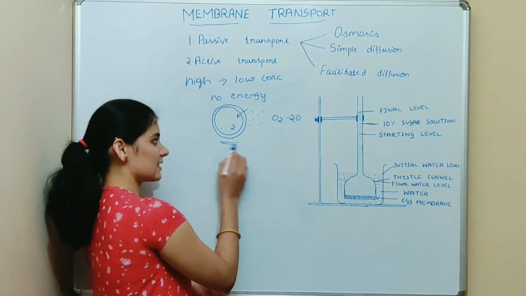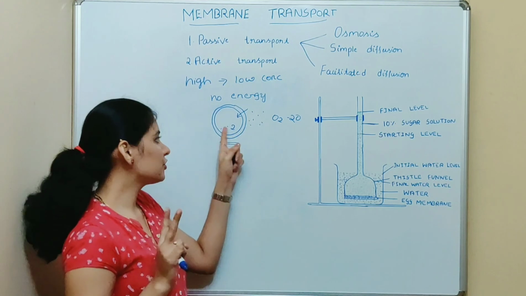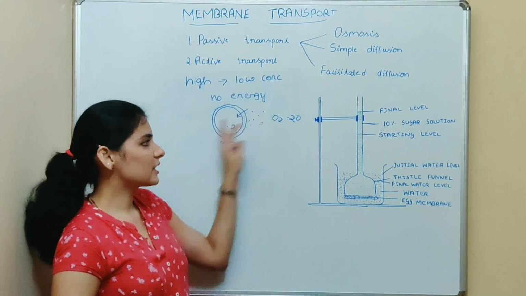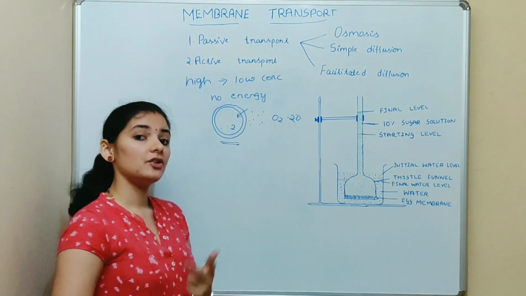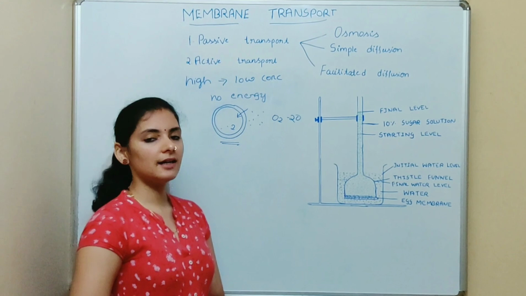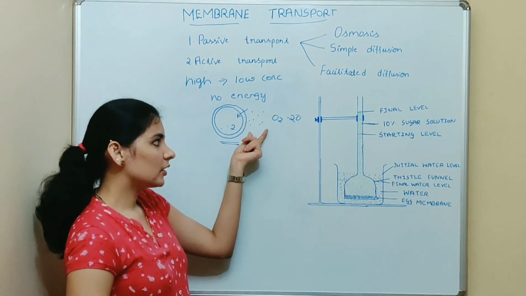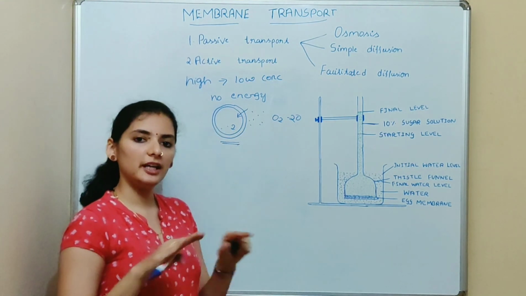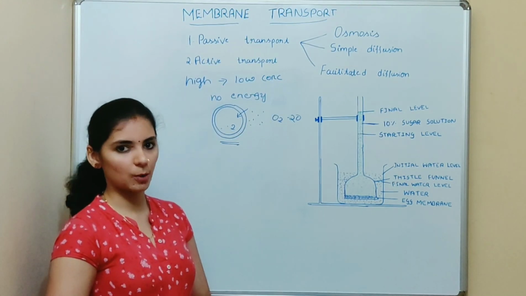If you consider this example, there are 20 molecules of oxygen present outside and 2 molecules of oxygen inside, isn't it? And you know that the movement takes place down the concentration gradient, that is from outside to inside. So till when does the movement take place? Till it reaches the equilibrium, meaning the number of molecules present outside the cell and inside the cell should be equal. So once it reaches that condition, the movement will stop.